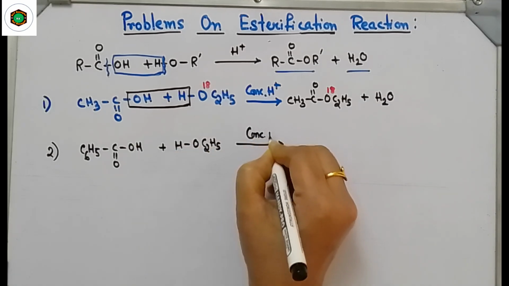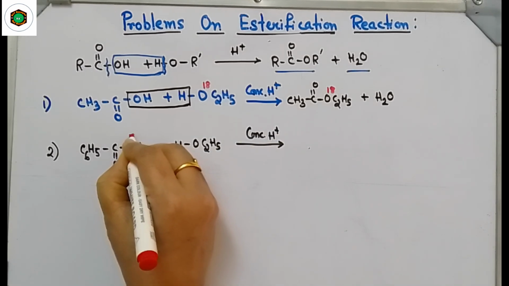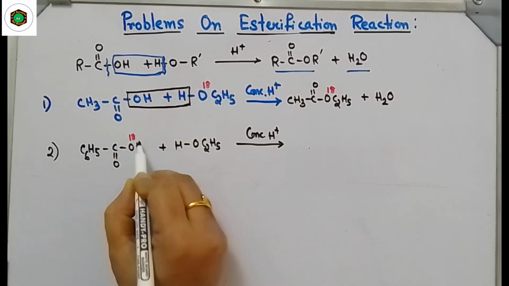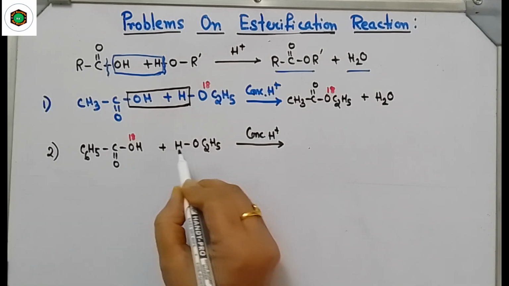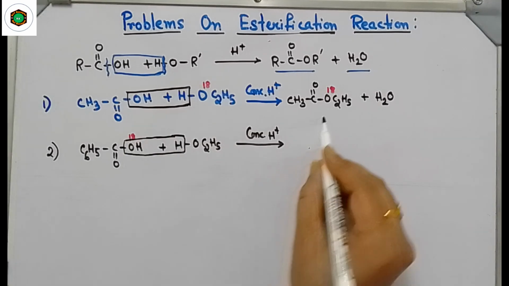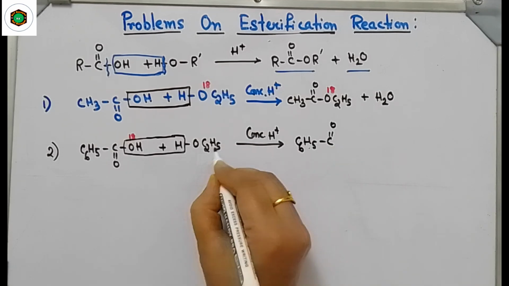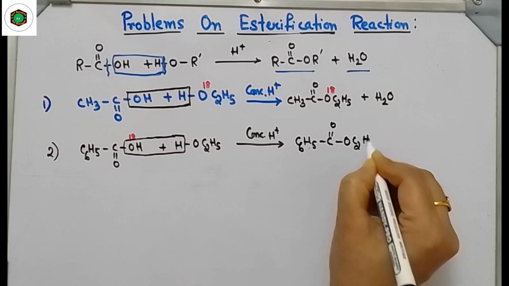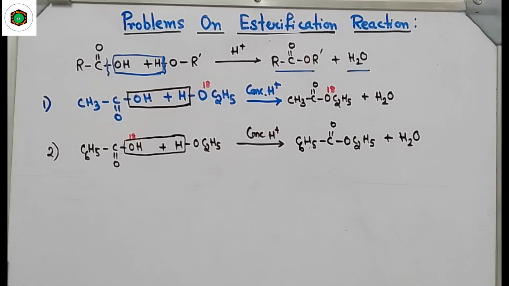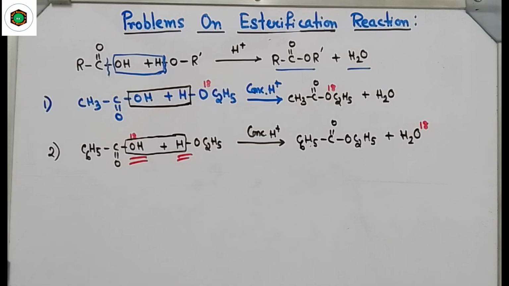Concentrated H plus we are using. So here we are using labeled oxygen, O18 isotope. So here what will happen? OH will go from the carboxylic acid, and H will go from here. So by removal of this part we will get C6H5, C double bond O, OC2H5, and in water that oxygen 18 is there because this OH and this H is forming water.